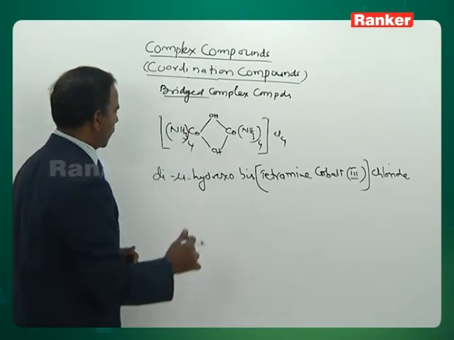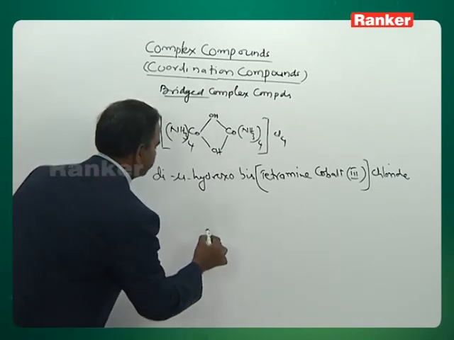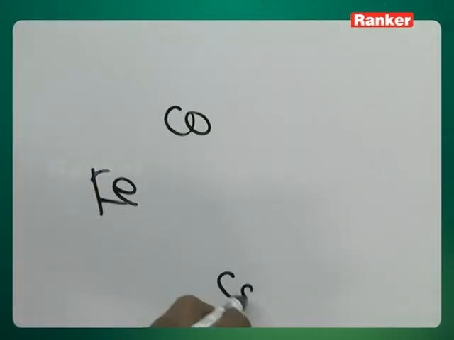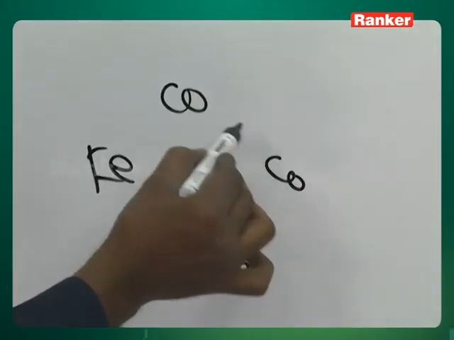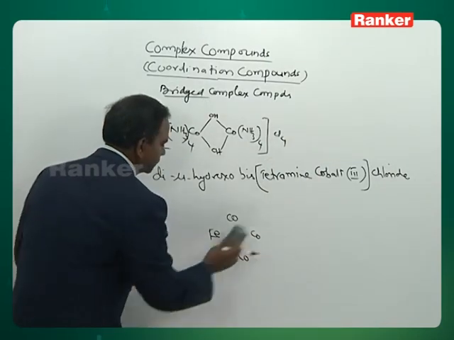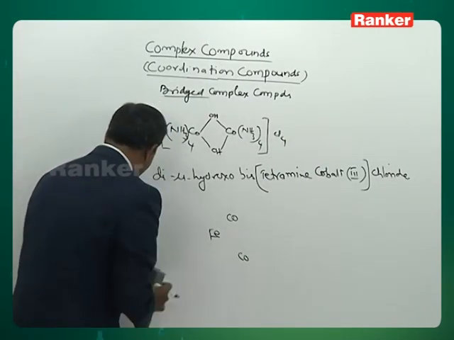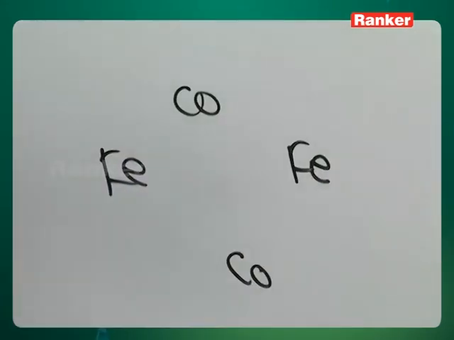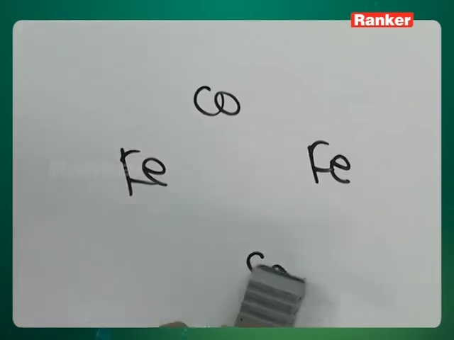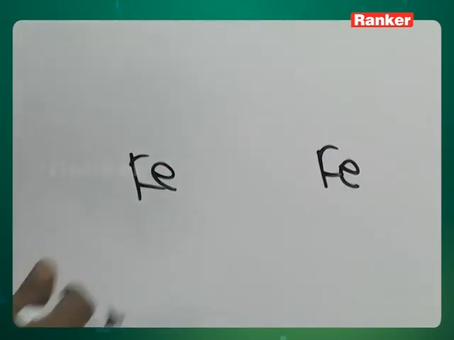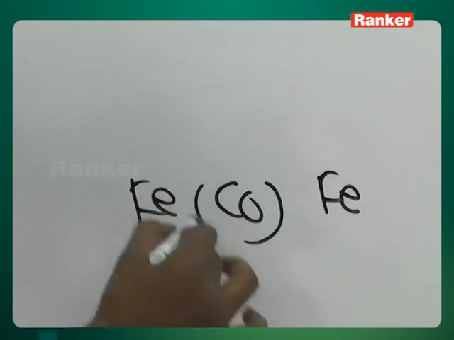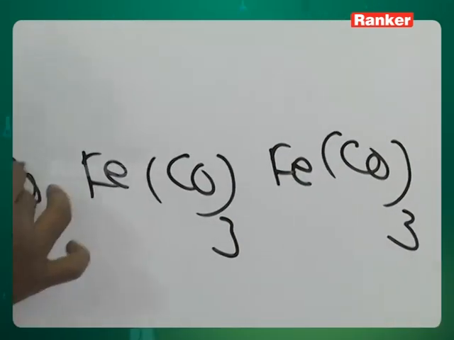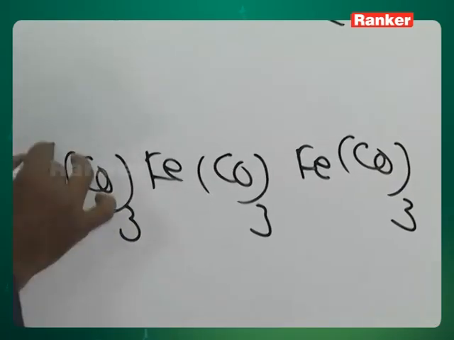Let me write one more easy complex. Look at the board. Iron carbonyl, I am writing now, Fe and CO. Instead of writing bridges, we can also write this CO taken thrice, CO taken thrice, and again we can write on either side.